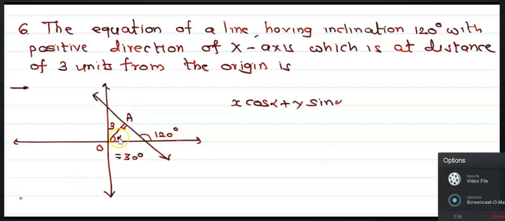तर बघा इथे अल्फाची व्हॅल्यू किती लिहिले 30. I had written the value of alpha is 30. How is it? Now the given line makes an angle of 120. Therefore the measure of this angle is 60. This is 90. Therefore alpha is 30.